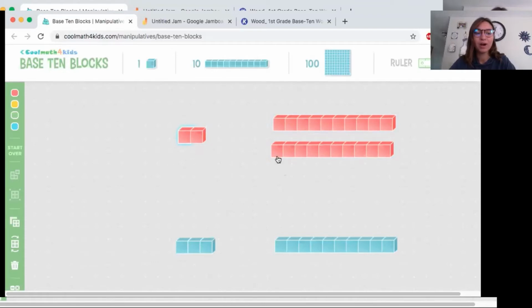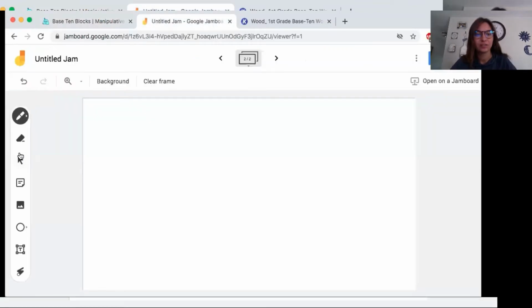Well, what about the number on the other side? On this side, I see 1 base 10 block. Already, I'm starting to think if there's only 1 ten in this number, it's probably smaller than 22. Let's count all the base 10 blocks just to be sure. 1, 2, 3, 4, 5, 6, 7, 8, 9, 10. 11, 12, 13. So we can see that 22 is greater than 13. So let's write that down.